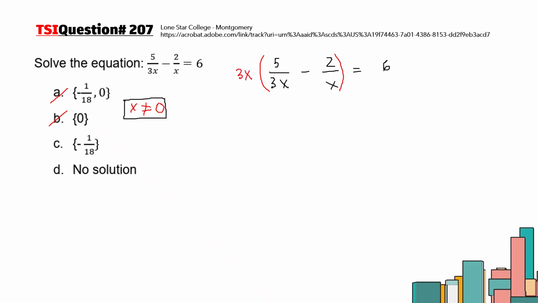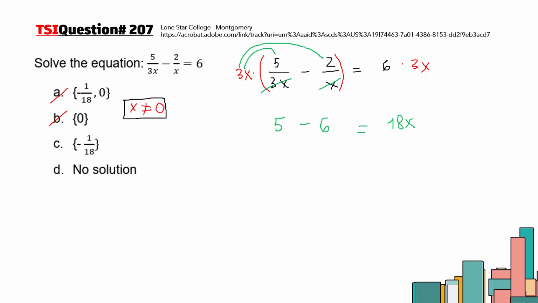So I multiply 3x on both sides. Now I distribute: 3x times 5 over 3x, I can eliminate the 3x and I'm left with 5. Then I take 3x multiplied by negative 2 over x. The x is cancelled, so 3 times 2 is 6, and the negative stays the same. That equals 6 times 3x, which is 18x.